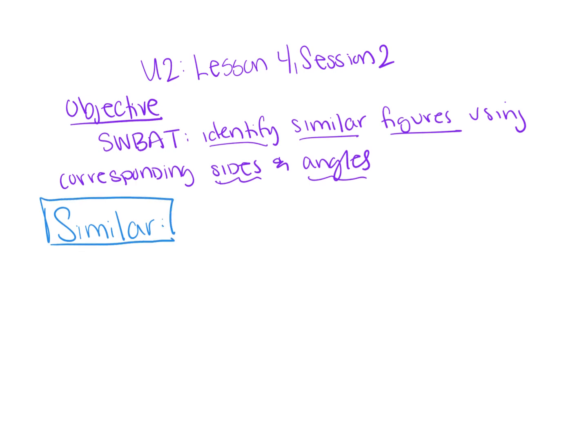So there is a special symbol that we use for similar. It's just the little squiggly line. So if that were congruent, the equal sign would go under it. But for similar, it's just that.